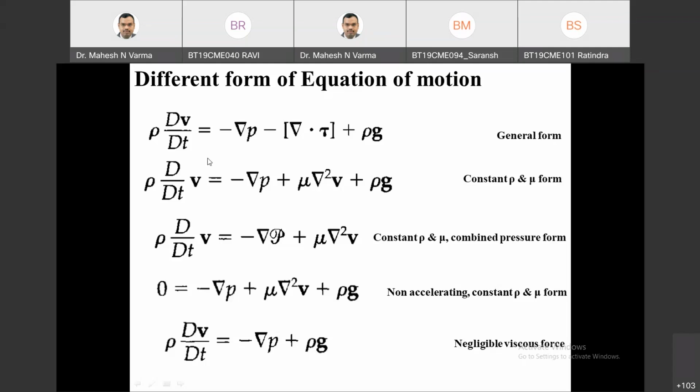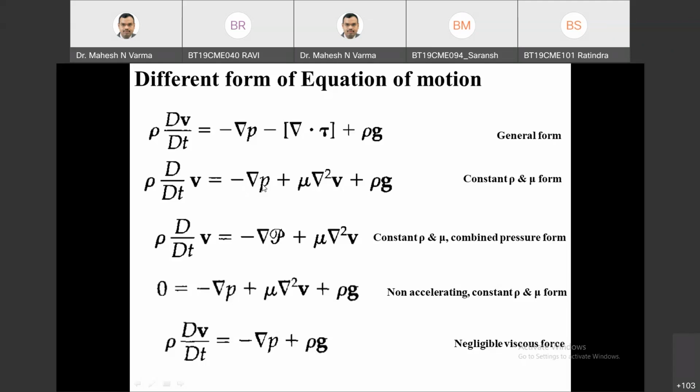Similarly, these other equations also each represent 9 equations. So even though on the slide these are only 5 equations, altogether they are not 5 equations. They are 9 into 5, that is, 45 equations of change. Out of these, 15 will be for the Cartesian coordinate system, 15 for the cylindrical coordinate system, and 15 for the spherical coordinate system.